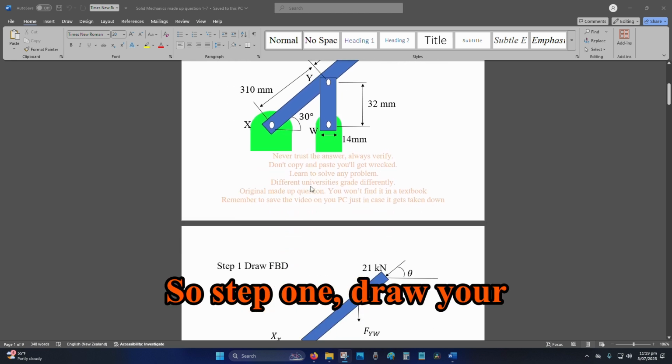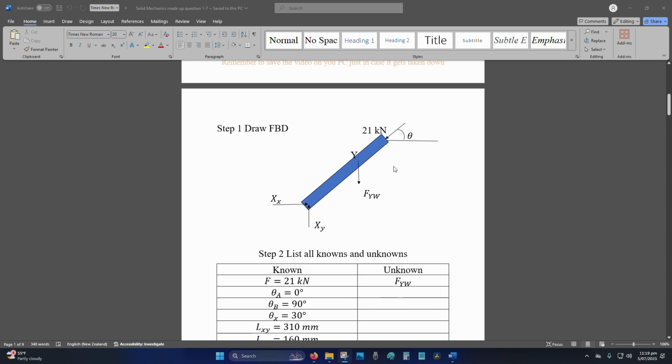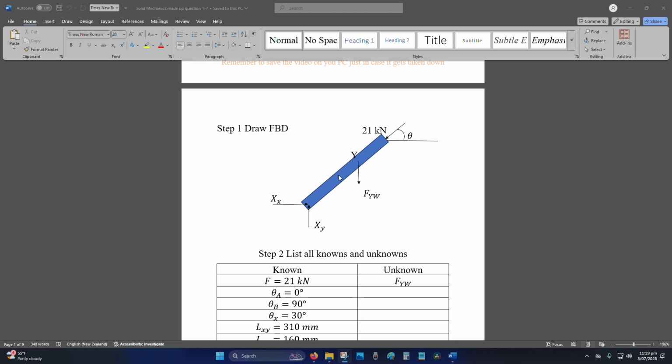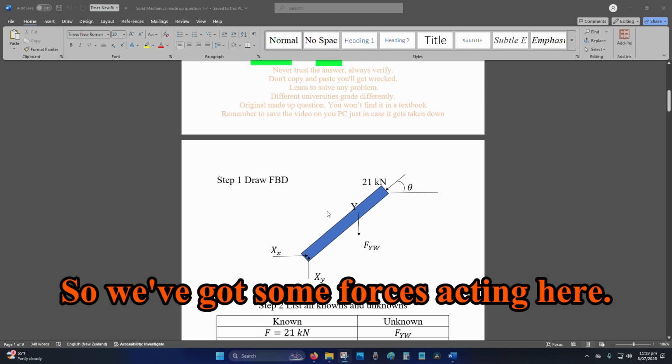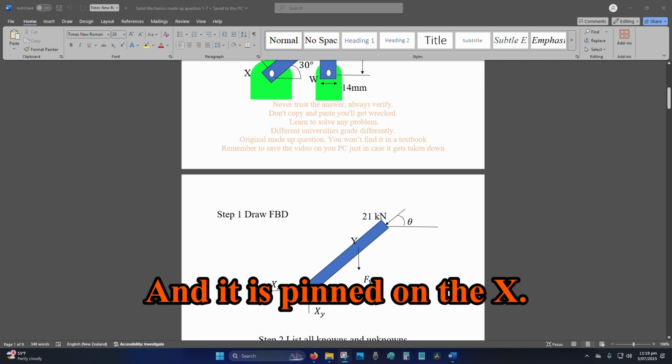So step 1, draw your free body diagram, your FBD. This will help you visualize the problem. So we've got some forces acting here, and it is pinned on the X.